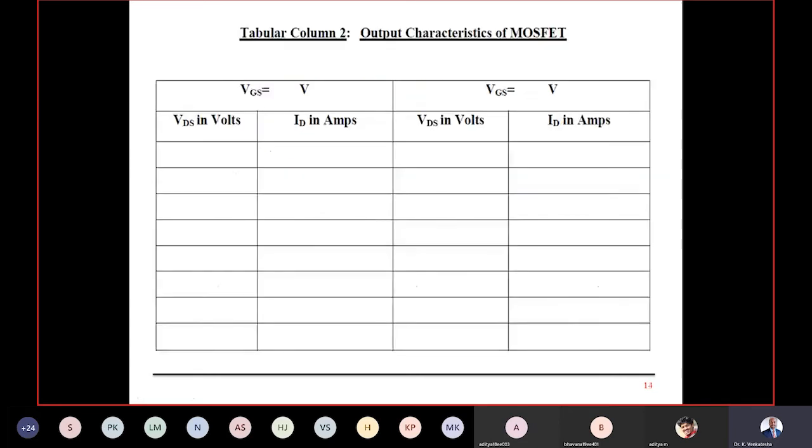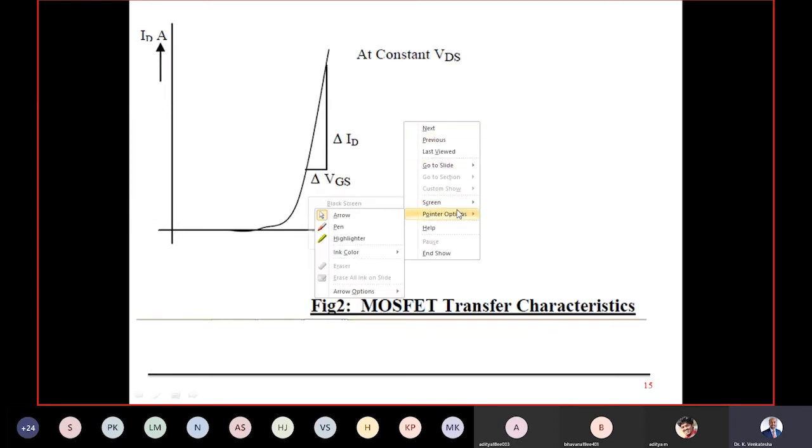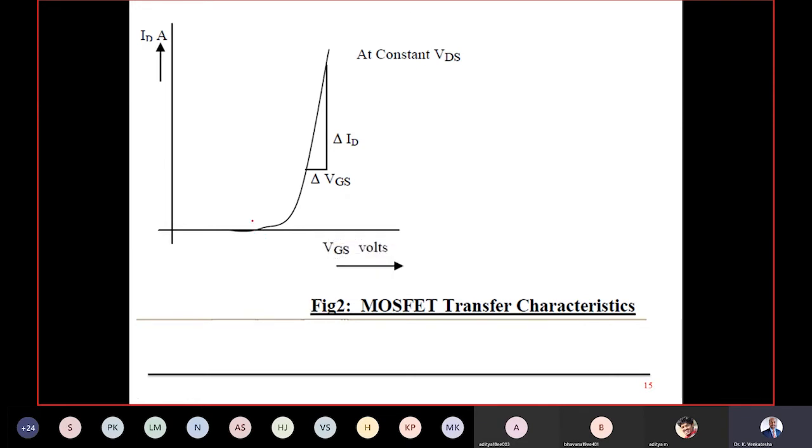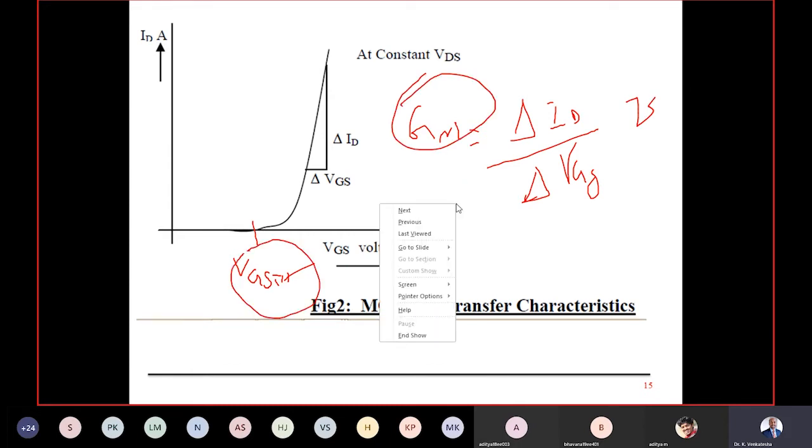When you draw the plot, you'll get the plot like this. From the plot, we come to know two important parameters. One parameter which you already know is the VGS threshold here, after which current starts flowing. Another parameter is my transconductance GM. So I put a slope here. I want to know the GM. The GM is equal to delta ID, the change in drain current, to the change in the input voltage delta VGS, in mhos. So this is the two important parameters, one is VGS threshold, one is GM. These two parameters we get from the transfer characteristics.